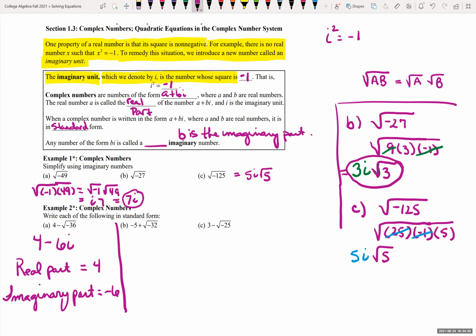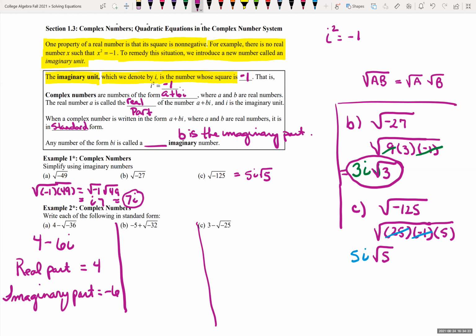Okay, so part B, negative 5 plus square root of negative 32. So I want to break it down. I know that there's a factor of 32 that's a perfect square. 16 times 2 is 32. Yeah, 16 times 2 is 32.